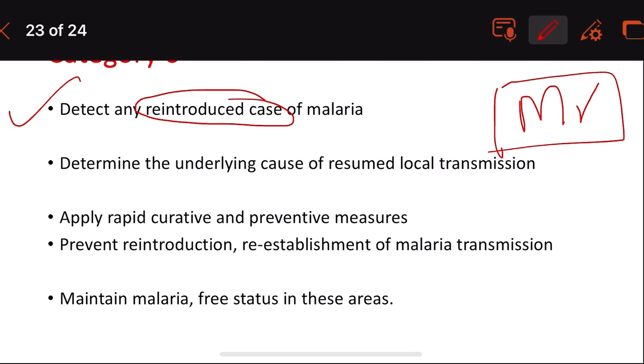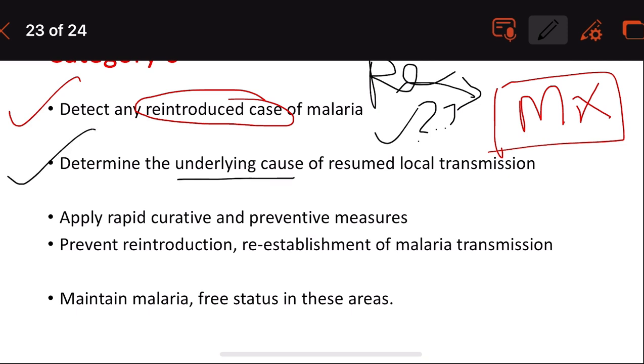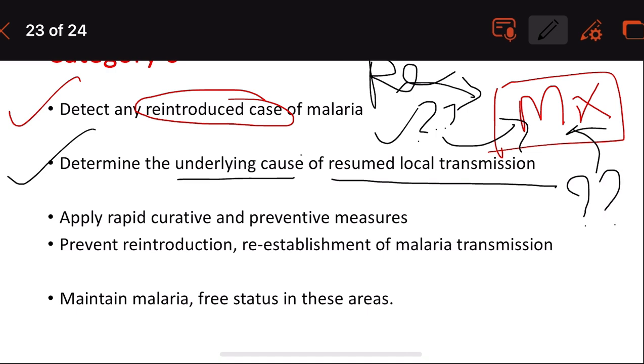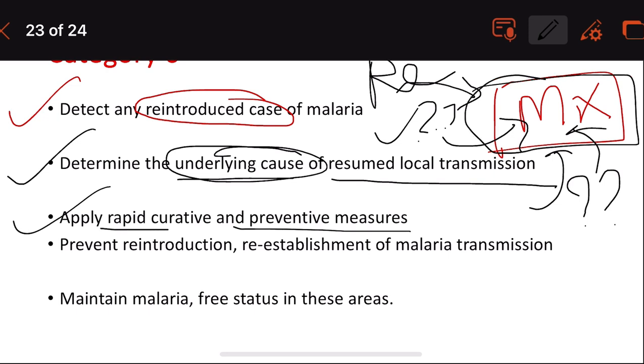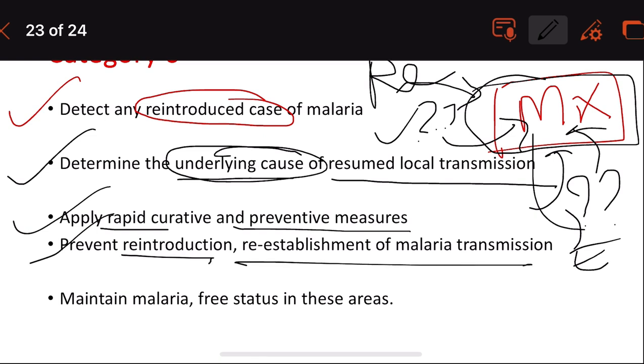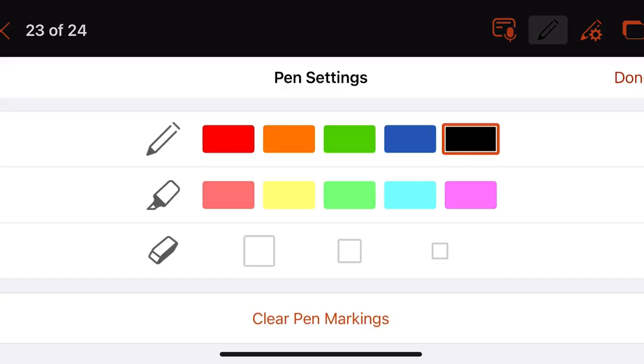So, we know there is no malaria. We need to check if there is any reintroduction. Okay, reintroduction needs to be checked. Determine the underlying cause of the resumed local transmission. If the transmission has occurred in that area, find out what is the cause for the resumed transmission of the malaria. Apply the rapid curative and preventive measures to eliminate that case and then prevent the reintroduction, re-establishment of malaria transmission, and maintain a malaria free status in these areas.